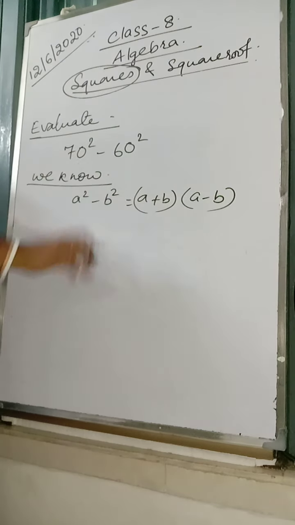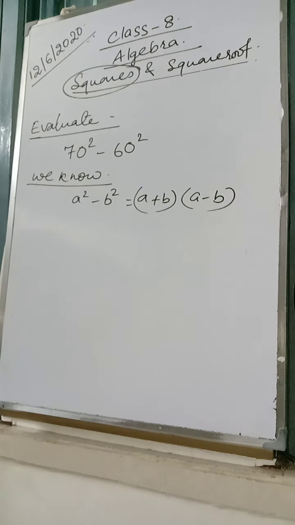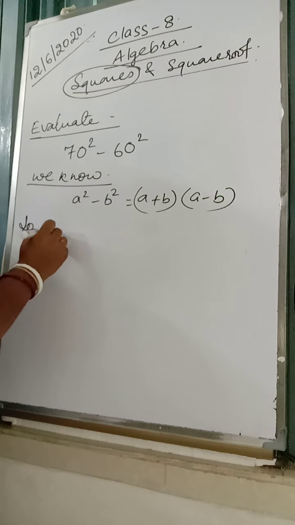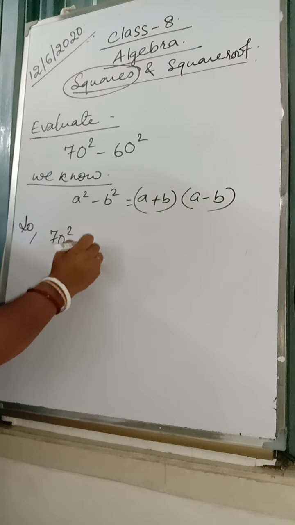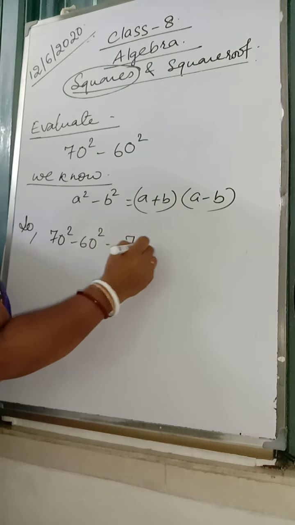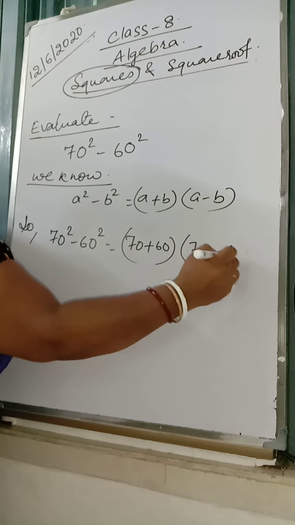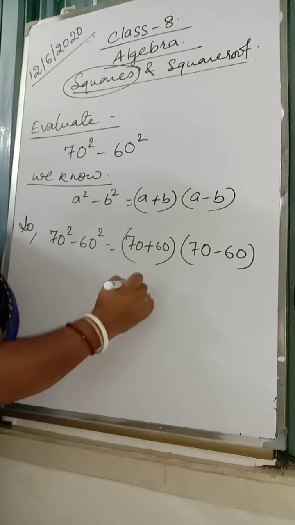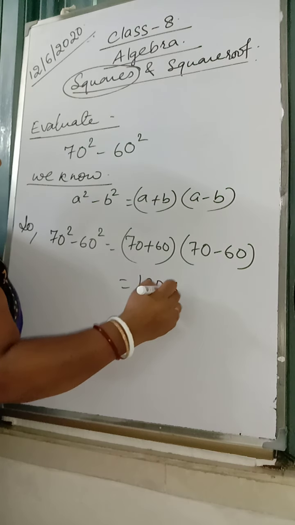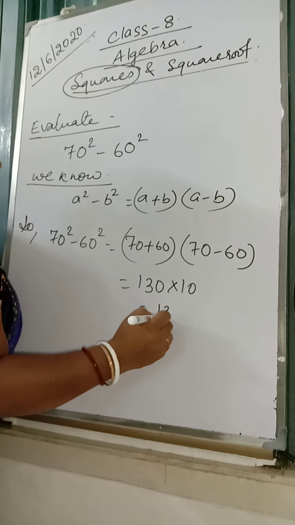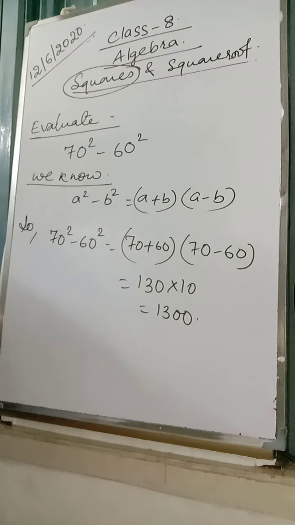Now it is in the term of a square minus b square, so we can use this formula. So we can write 70 square minus 60 square is equal to 70 plus 60 into 70 minus 60. So this gives you 130 into 10, or this gives you 1300. This is the evaluation of this.